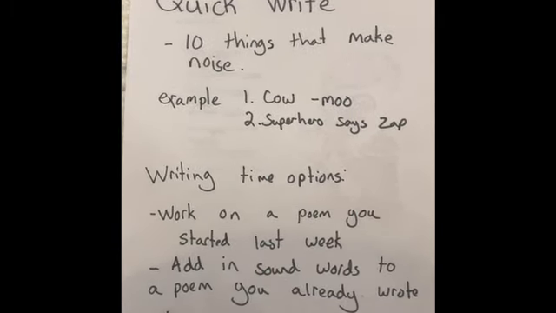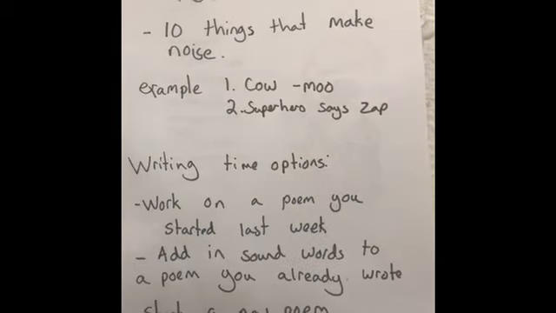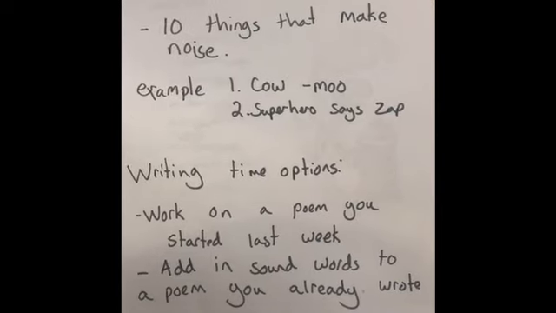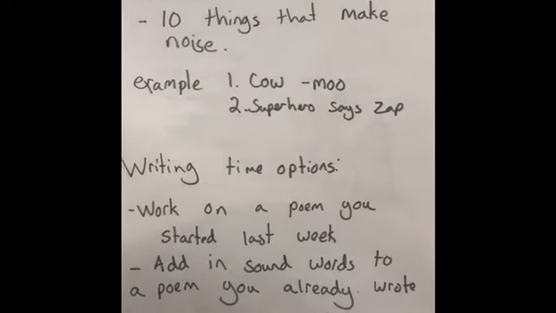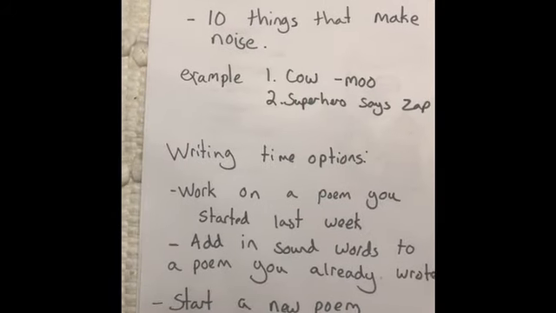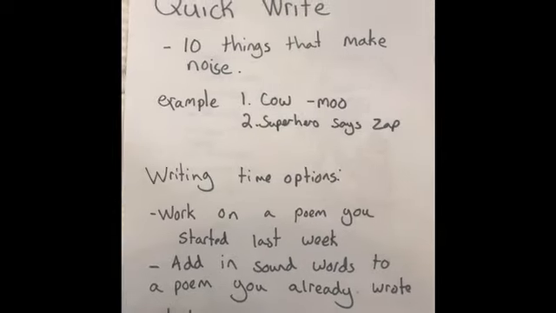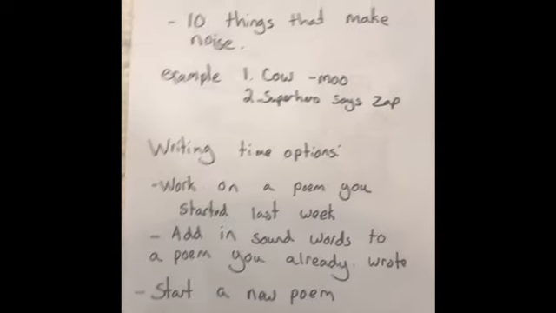Think about, what does a dog make? Think about, what does a cat make? What sounds does a clock make or a baby make that you could use in your poem? When you're done doing your quick write and you've gotten 10 things written down, that is only half of your job today. I'm also going to have you do some writing options.